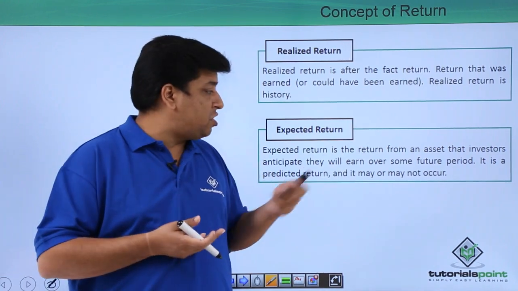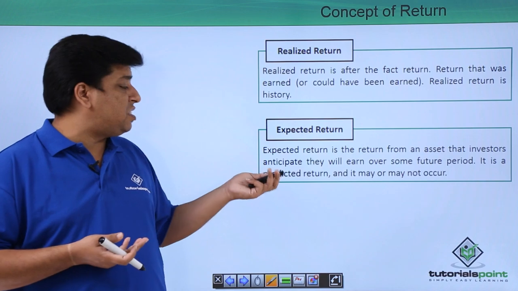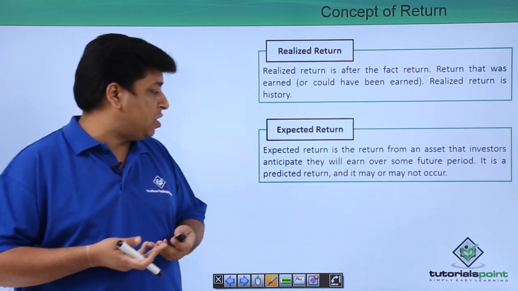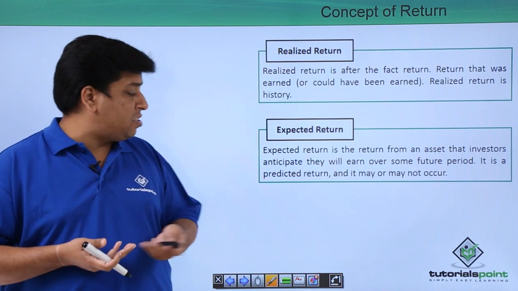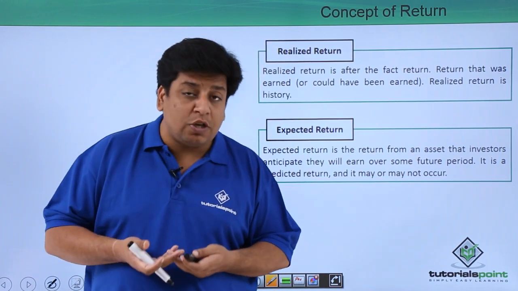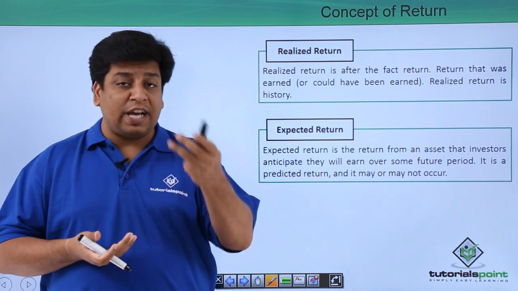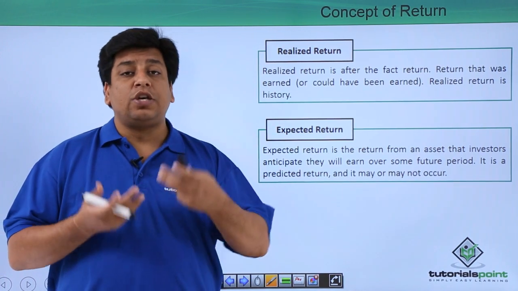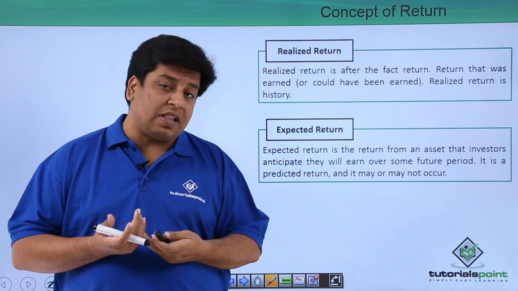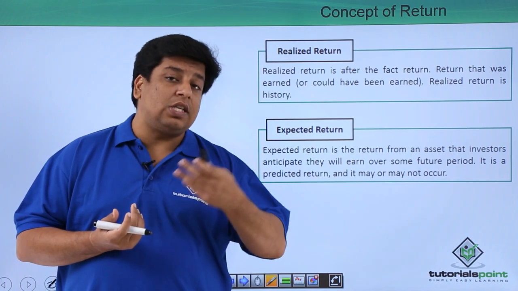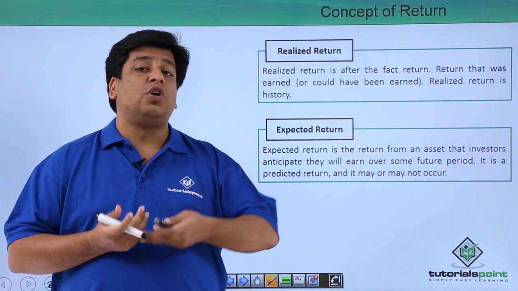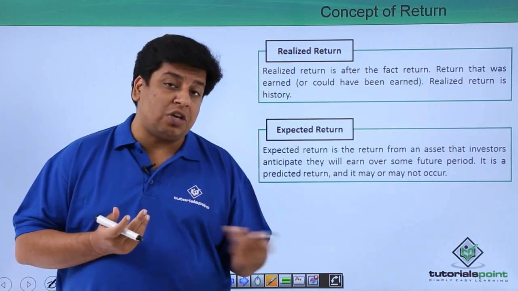Now, what is expected return? Expected return is the return from an asset that investors anticipate they will earn over some future period. It is a predicted return and it may or may not occur. Now, if your actual return is more than the expected return, that means your investment has done well. If your actual return is less than your expected return, then your investment option or opportunity has not done well.